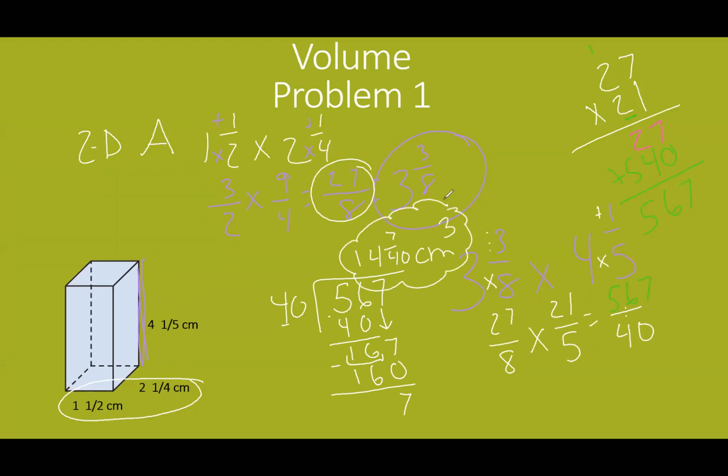So there's going to be 14 of those big, if we're going to fill up this box, you know, the cubes that we use, there would be 14 of those. And then there would be 7 little centimeter cubes. So that's how we would fill up that box.